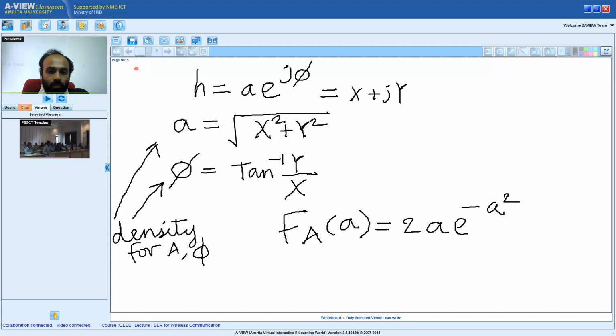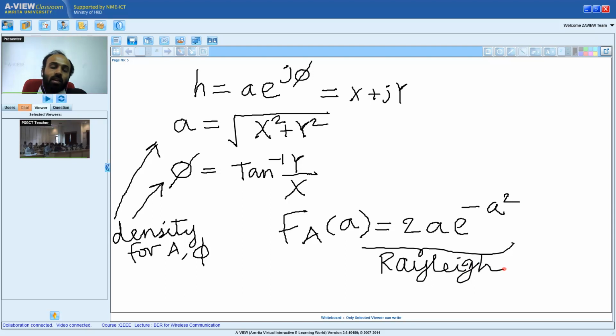PSG, what is the distribution of the amplitude? Rayleigh, that is the name. What is the expression? 2A e to the power of minus A square. And as you have rightly pointed out, this is known as the Rayleigh distribution. That is correct. When the real and imaginary parts are distributed as independent Gaussian random variables, the amplitude is distributed as a Rayleigh random variable. That is correct.